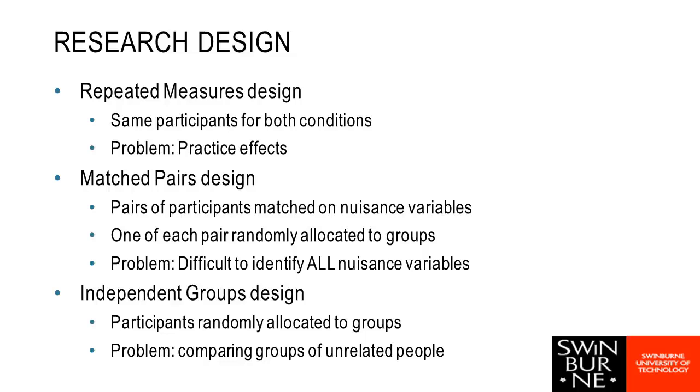So we'd pair them up and then randomly allocate one group to be the alcohol and one to be the non-alcohol. And this would get around that problem of practice effects, because this time the people are only doing the driving test once. They're not doing it under both conditions. One difficulty though is we probably aren't going to be able to identify all of the nuisance variables. So we might have matched them up in age and gender, but maybe there's some other trait that we haven't thought of and we've gone and put all of one type of person in one group and the other type of person in the other group.